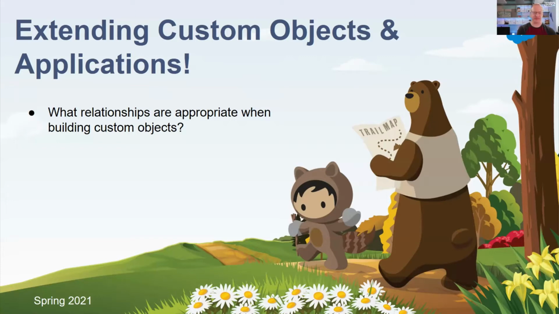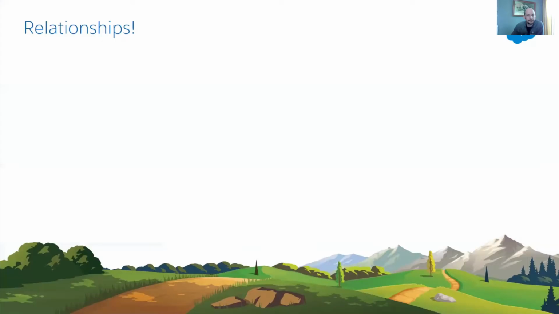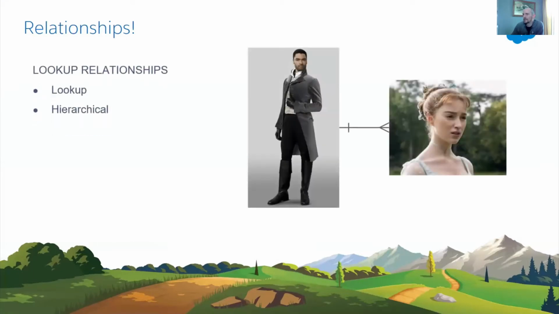All right. Extending custom objects and applications. This is really scenario-based, from what it seemed like to me for all the study guides and exam questions. So I'll run through it quickly. It's mostly about relationships of those custom objects. So I broke down the relationships into a few different sections.